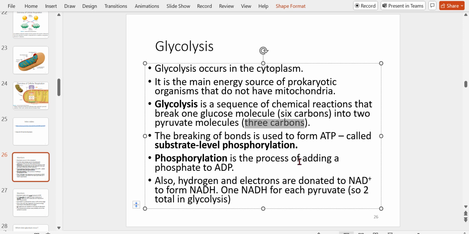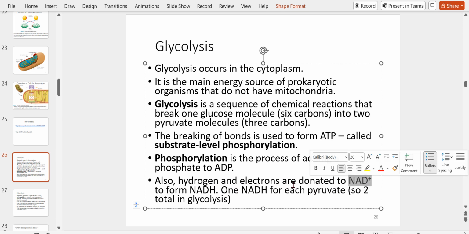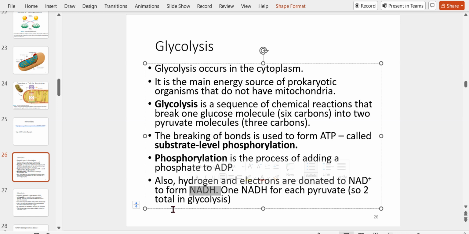This is called substrate level phosphorylation. Phosphorylation is the process of adding a phosphate to ADP and changing it into ATP, adenosine diphosphate to adenosine triphosphate. Also, hydrogen and electrons are donated to NAD to form NADH, 1 NADH for each pyruvate, so 2 total in glycolysis. 2 of these guys here. You're adding a hydrogen. Remember those hydrogens there? You're starting with this and you're finishing with that, and that's what you want.